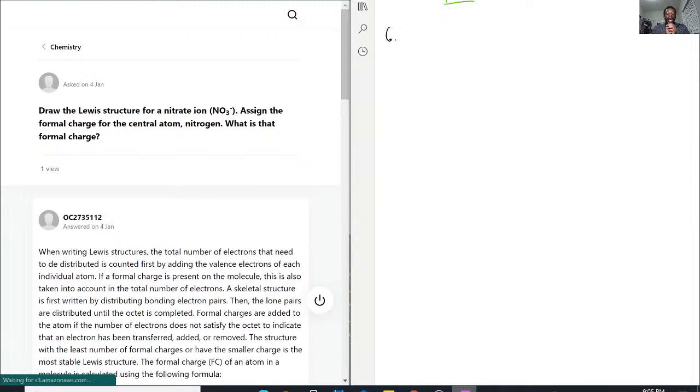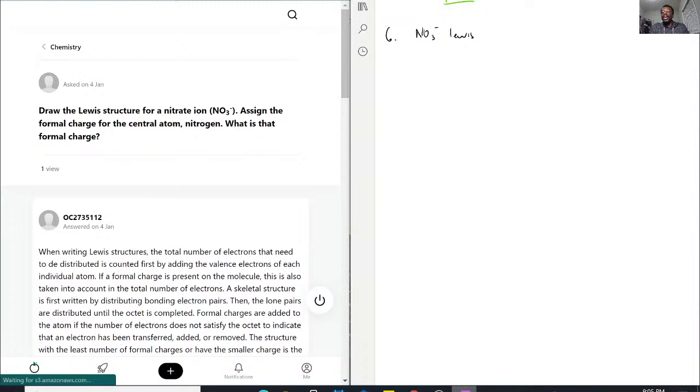We have, draw the Lewis structure for the nitrate ion, NO3 minus. Assign the formal charge for the central atom nitrogen, and then it's asking what is that formal charge. So with that being said, let's go ahead and write this question down, NO3 minus Lewis. And then we'll also answer the formal charge of the nitrogen.